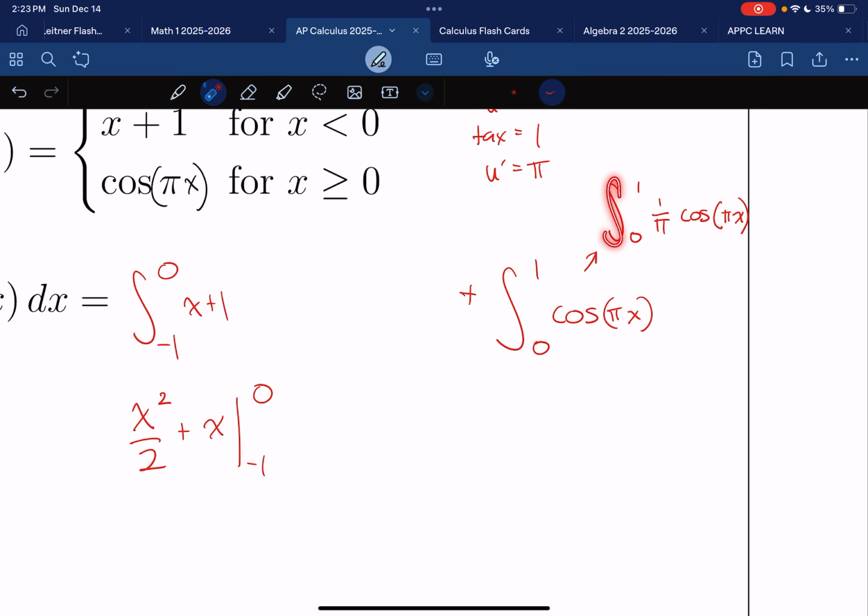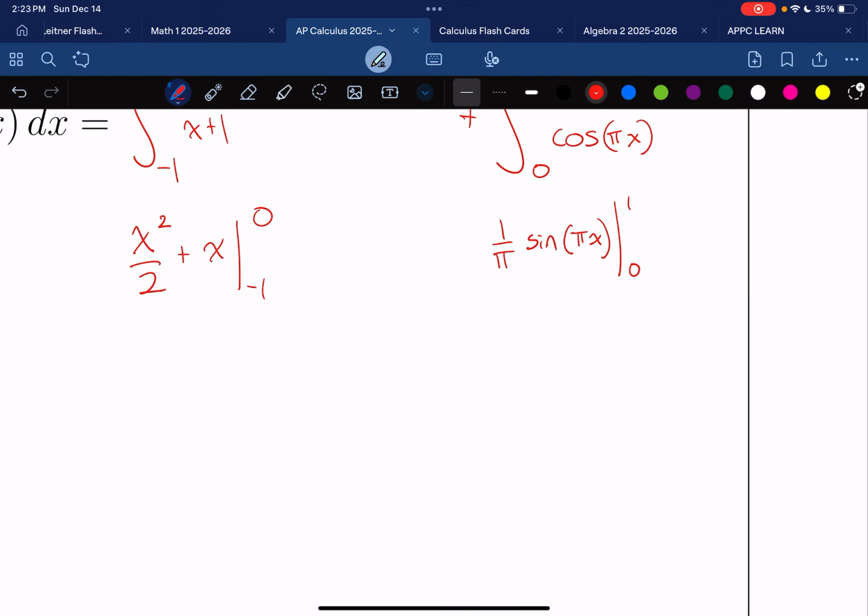Remember that the antiderivative of change, anti-change, is the same. This will be the same sign, and I can just rewrite this. It's still the same 1 over pi, and instead of cosine, you flip-flop between cosine and sine, so it's going to be 1 over pi sine of pi x. Now that I've done that, I can do my evaluation bar between 0 and 1. And then from there, I can evaluate that.